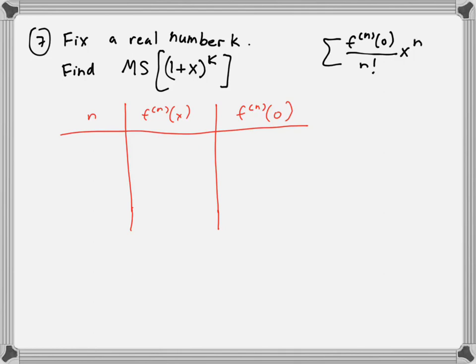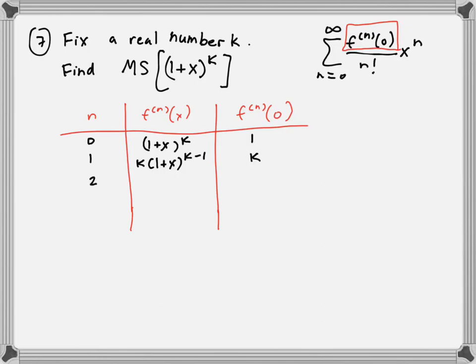So it's x to the n, right? And what we're trying to do is find this numerator here. Let's see what we get. For n equals 0, it's just the function, which is (1 plus x) to the k. If we plug in 0 into that, we get 1 to the k, which is just 1. Now let's take a derivative. We get k times (1 plus x) to the k minus 1, and if you plug in 0 into this, we get k.